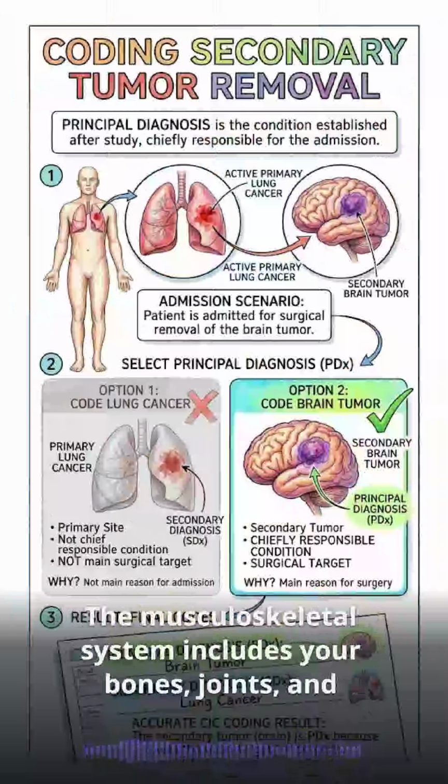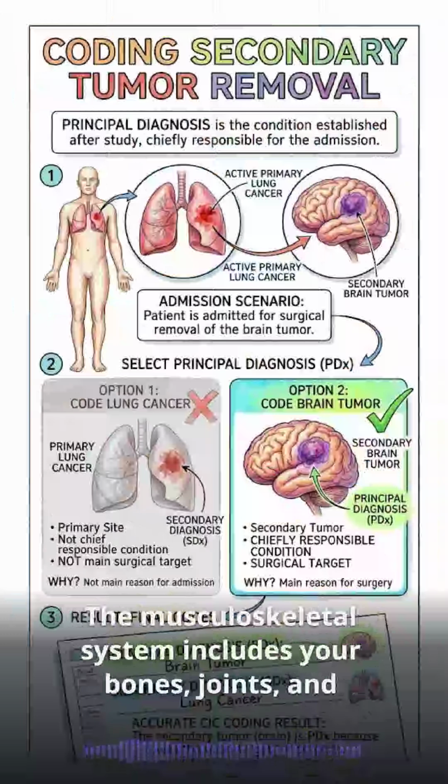A very common reason for a hospital stay is a broken bone, which we call a fracture. You must check if the fracture is displaced, which means the bone ends are not lined up. If the doctor does not say it is displaced, the coding rules say we assume it is.